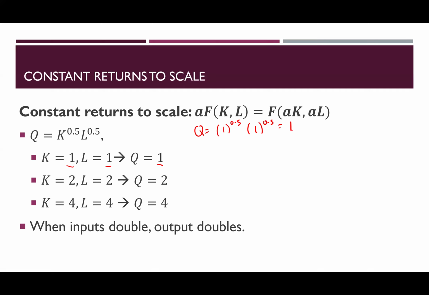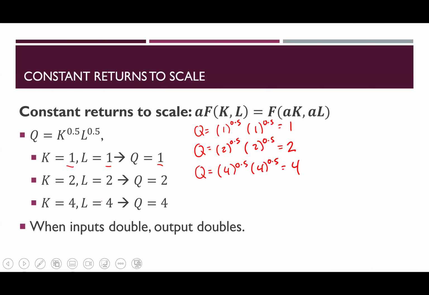If we now double capital and labor, we have the square root of 2 multiplied by the square root of 2, so that gives us an output of 2, right? And then if we double capital and labor again to 4, we get the square root of 4 times the square root of 4, which gives us a doubling of output to 4, right? So when inputs double, output doubles.